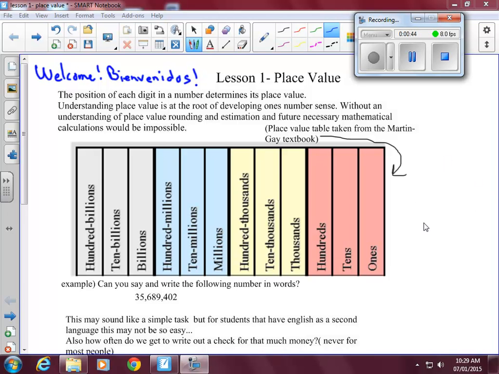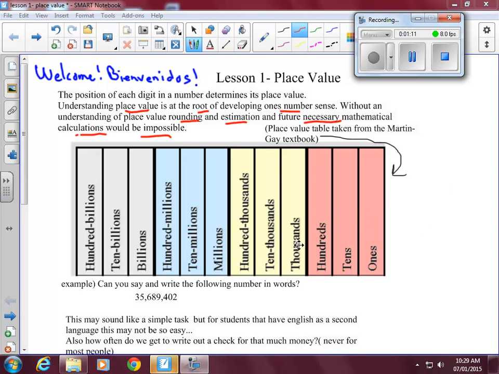So let's go. Lesson 1, place value. The position of each digit in a number determines its place value. Understanding place value is at the root of developing one's number sense. Without an understanding of place value, rounding and estimation would be impossible, and other necessary mathematical calculations would be impossible, as we will see in the future.